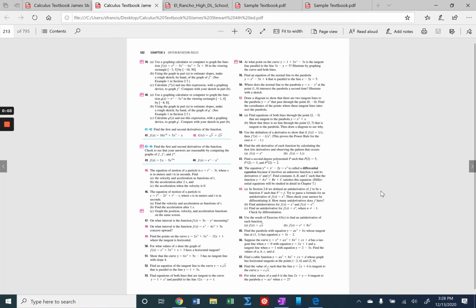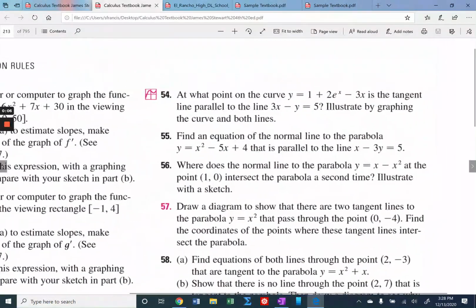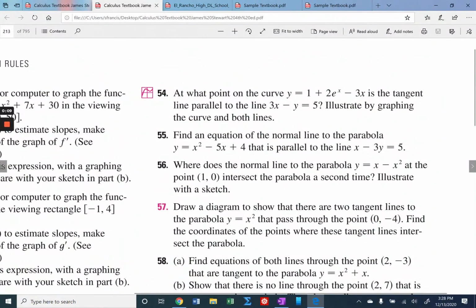All right, we're looking at more questions from section 3.1. Number 54 says: at what point on the curve y equals 1 plus 2e^x minus 3x is the tangent line parallel to the line 3x minus y equals 5? And then they want you to take a look at it. You can use Desmos afterward to do that.